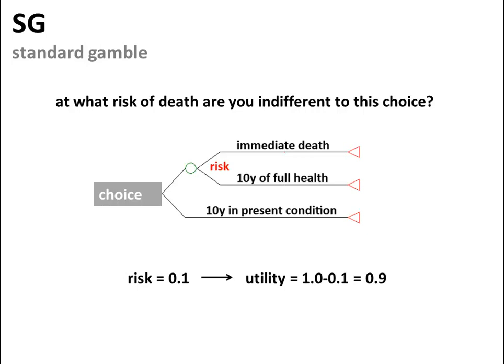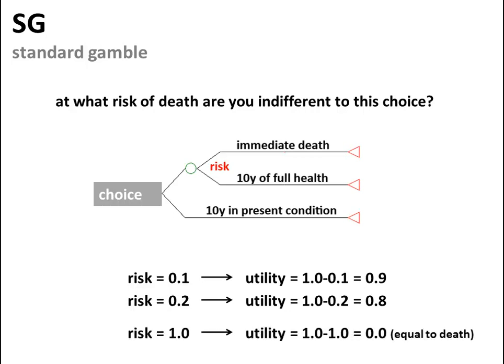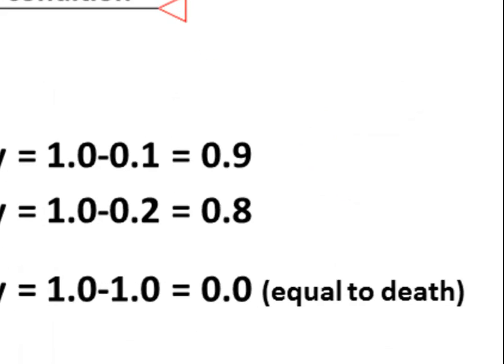If the individual chooses 10 years of full health with a risk of immediate death of 0.1, the utility of the present health condition is estimated to be 0.9. But if he is ready to accept a higher risk, for example 0.2, the utility of his current health condition is lowered to 0.8. If he is ready to accept a risk of 1, that is certainty of immediate death, his present health condition is equal to death, that is, a utility of 0.